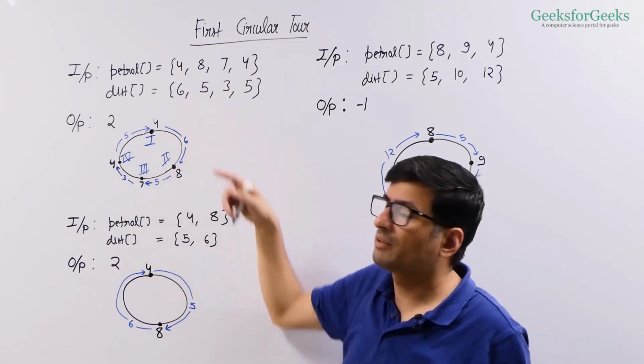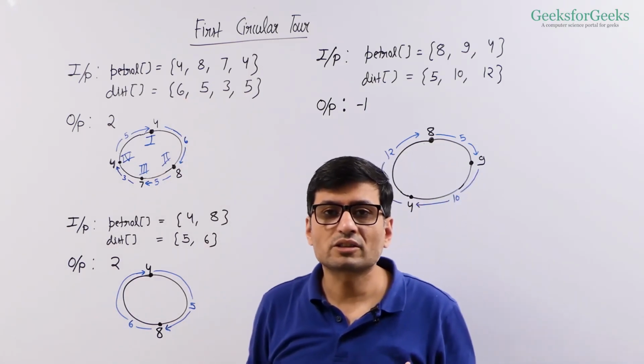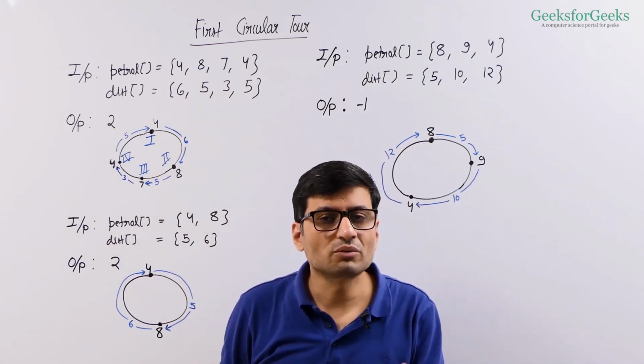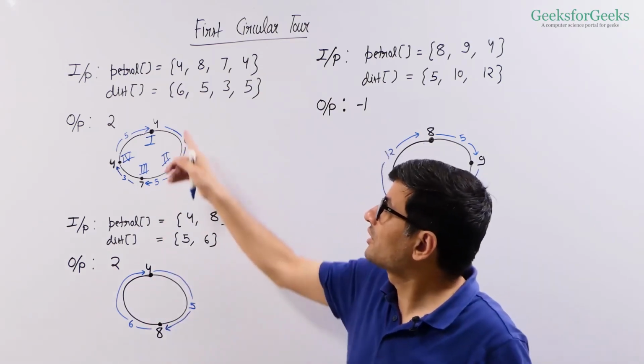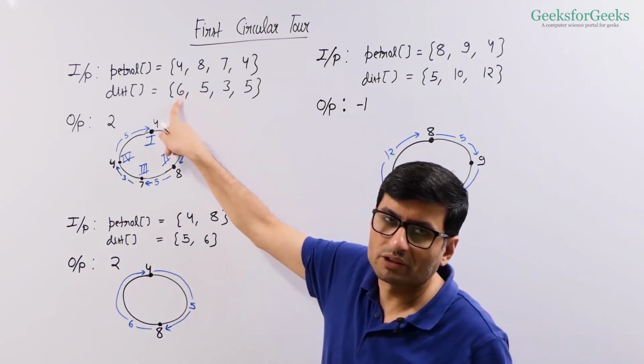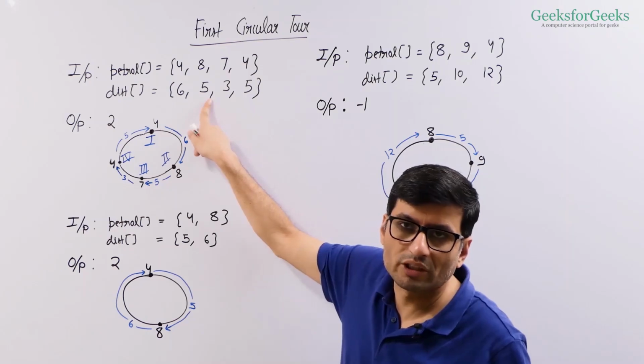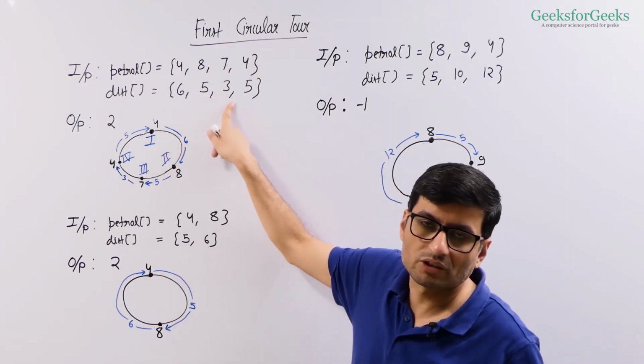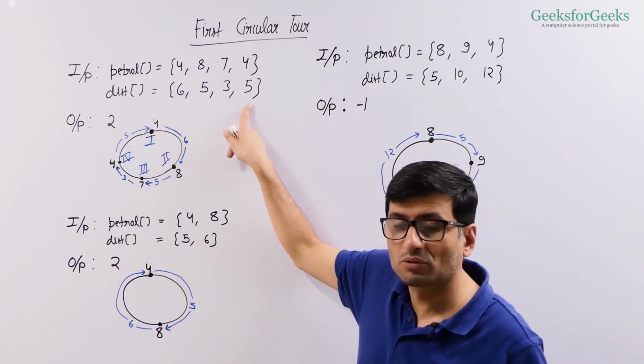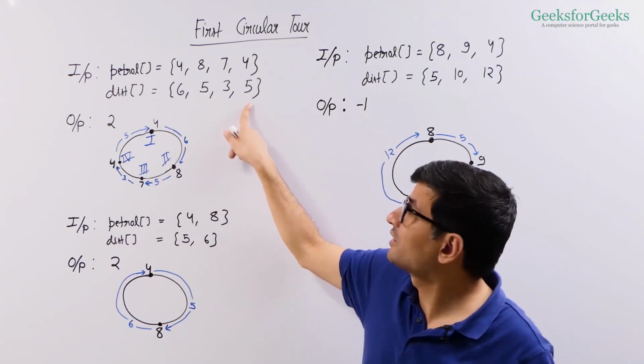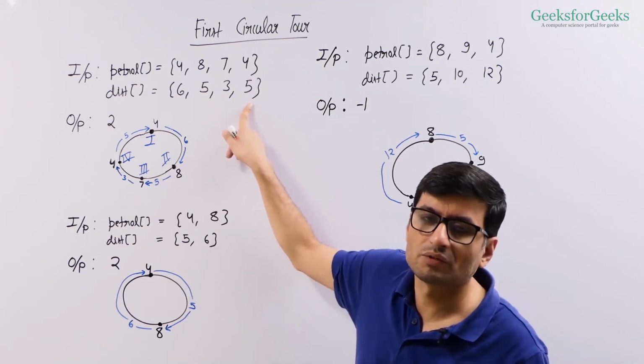The second array represents the distance of the next petrol pump from this petrol pump. Distance from first to second petrol pump is 6. Distance from second to third is 5. Third to fourth is 3. And from 4th to 1st, because they are in a circle, this distance from last to first is 5 units.